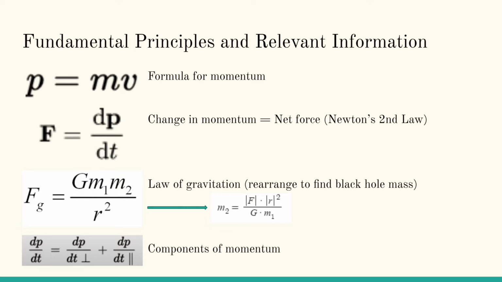Next, we see the formula for the gravitational force, which is equivalent to the gravitational constant multiplied by the masses of the two objects acting upon each other over the square of the distance between these two objects. Later in the lab, we will rearrange this equation to isolate for one of the masses to find the mass of the black hole. Finally, we see the formula for dp over dt is equivalent to dp over dt perpendicular plus dp over dt parallel. This is simply showing that the change in momentum is equivalent to the sum of the two components of momentum.